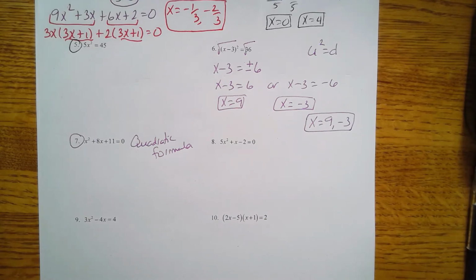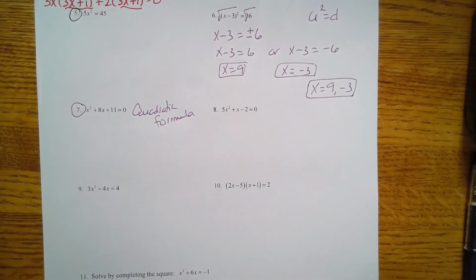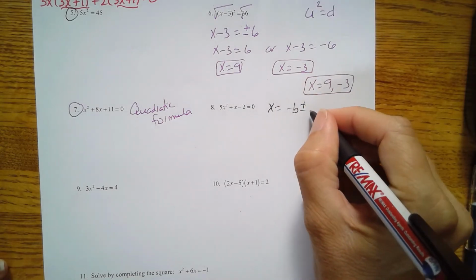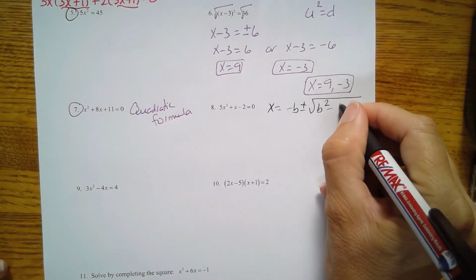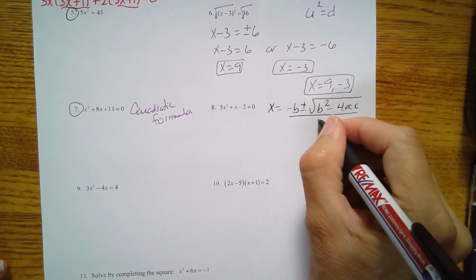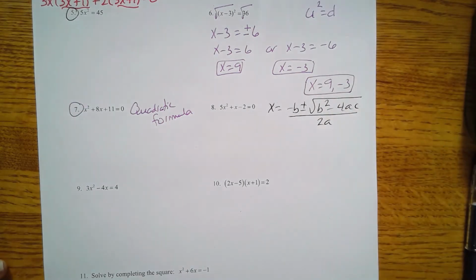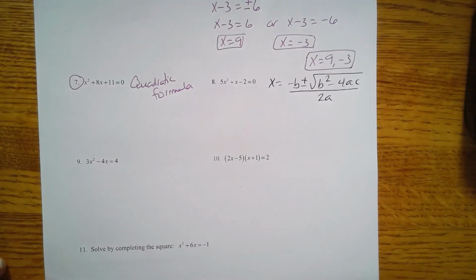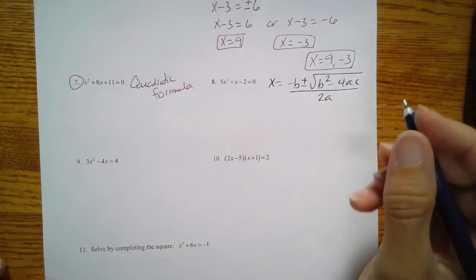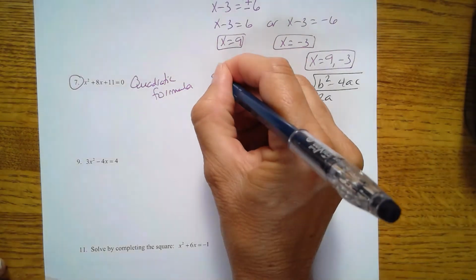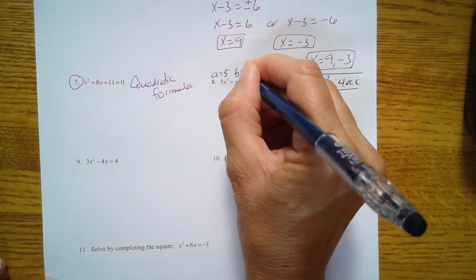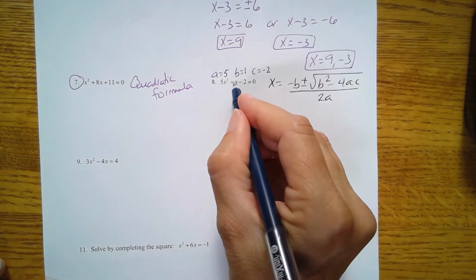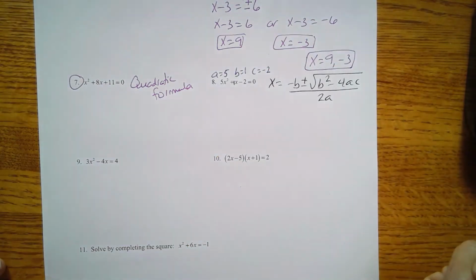I'd write the quadratic formula down every single time because the more you write it down, the more you'll remember it. So x equals negative b plus or minus the square root of b squared minus 4 times a times c all over 2a. On the test, formulas are not given, so you do need to have them memorized. No little cheat sheets, just have it memorized. So a is going to be 5, b is going to be 1, and c is going to be negative 2. There's my a, the number in front of x is my b, and c is my negative 2.